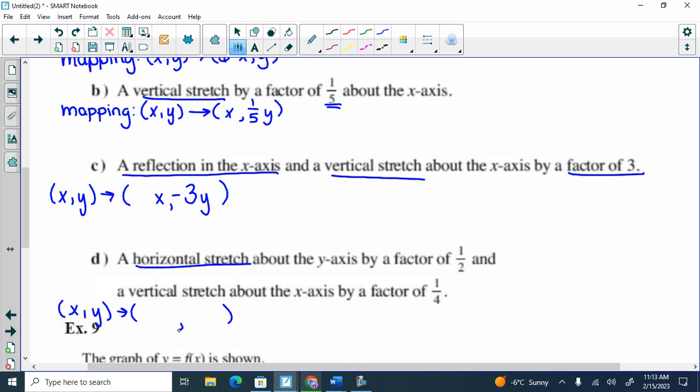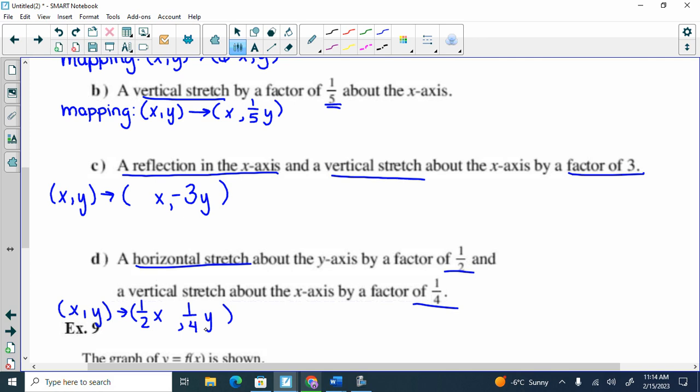So does the number change? Words and mapping are the exact same way of explaining the exact same thing, correct? So if it's a horizontal stretch by a factor of a half, I get a half x. Vertical stretch by a factor of a quarter, y. Words and mapping are the exact same. Do not overthink words and mapping. They're the same way of expressing something, right?